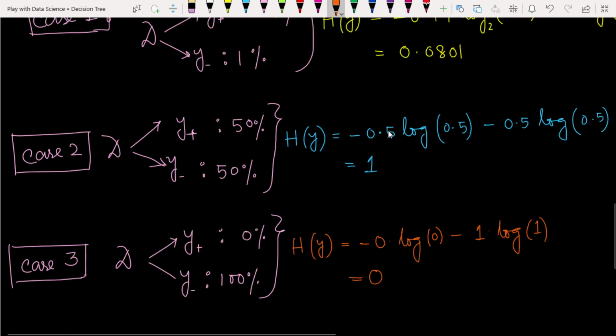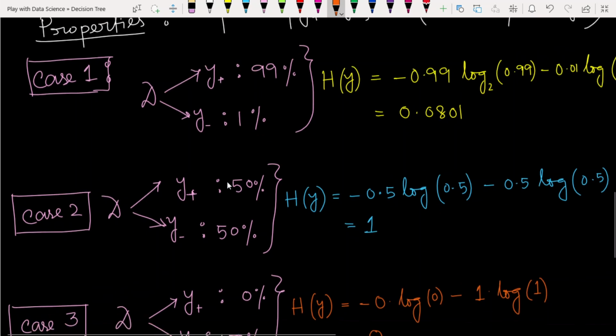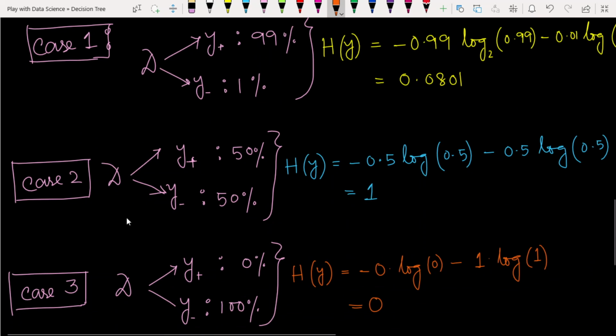And if you totally ignore one class and prefer the other class, here I have ignored the y plus class and mostly preferred the y minus class. In such cases our entropy value is actually 0. This is the thing. See it case-wise, case 1, case 2, case 3. Just pause this video and think yourself what is actually happening and how this can be interpreted geometrically.